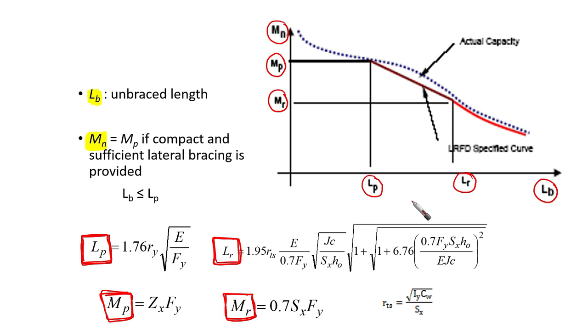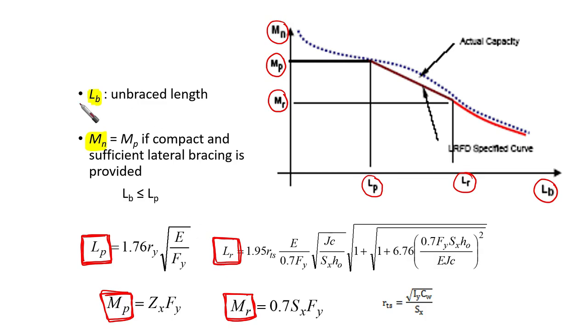So as usual, AISC is giving everything for us, or trying to make it easy for us to obtain LP, LR, MR, MP. We do not need to know how these controlling parameters are calculated. The point is, AISC is giving them for us in an easy way without thinking too much. But I want you to remember the significance of them, and I'm going to explain some points and some hints that are going to help you understand the meaning of each of them.